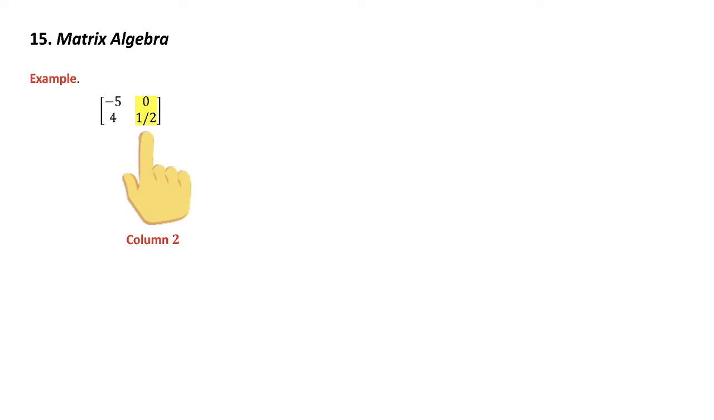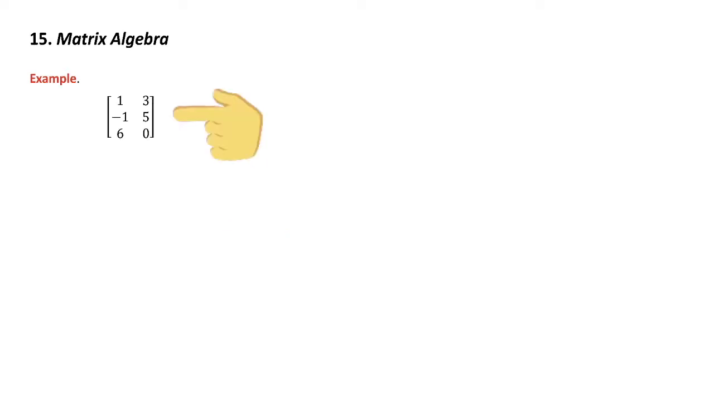So they have this rectangular structure. We say the size of this matrix is a 2 by 2. The first number is rows, so you have 2 rows and 2 columns. Now here's another matrix, and what's its size? Notice we have row 1, row 2, row 3, and 2 columns. So this matrix is size 3 rows by 2 columns.